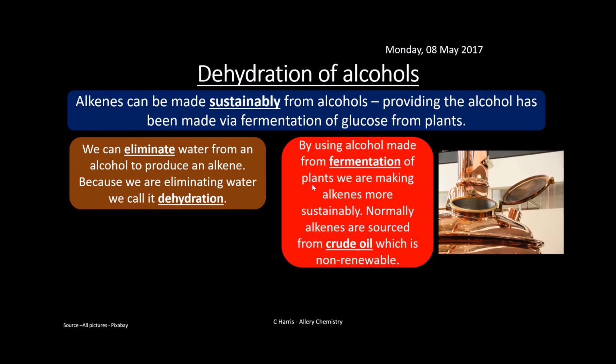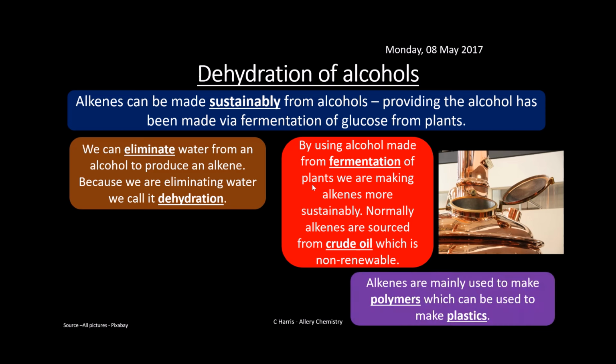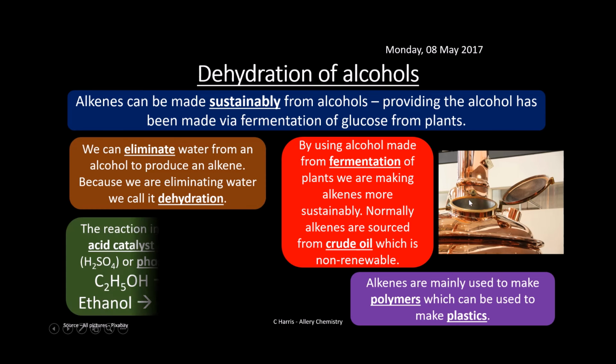And using it, we can use the alcohol made via fermentation, which we'll look at in a minute, to make your alkenes. It's much more sustainable doing it this way because you can regrow. It's a renewable source because it's plant material. But your alternative is using crude oil, but this is non-renewable. So using crude oil to get your alkenes isn't the best method. Sometimes we have to do that though, but if we can avoid it, then that'll be better. So alkenes are mainly used to make polymers. So for example, plastics. That's pretty useful.